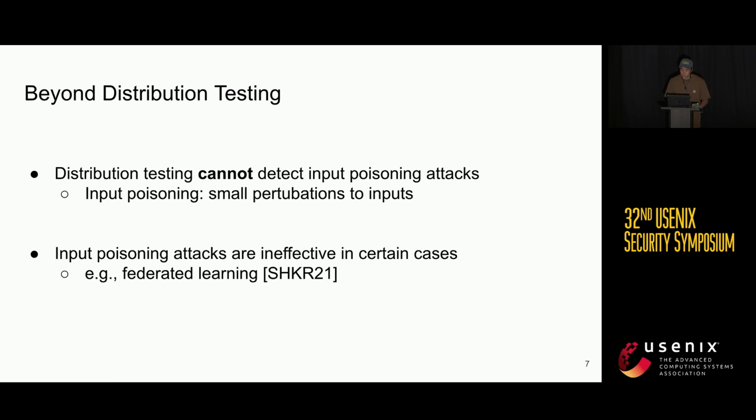So one issue with distribution testing is that it cannot detect input poisoning attacks. By input poisoning attacks, I mean smaller perturbations to inputs that cannot be detected by distribution testing and range checks. These detect medium to larger perturbations to inputs. So we leave as an open question how to detect input poisoning attacks. However, we note that input poisoning attacks are ineffective in certain cases, such as federated learning.